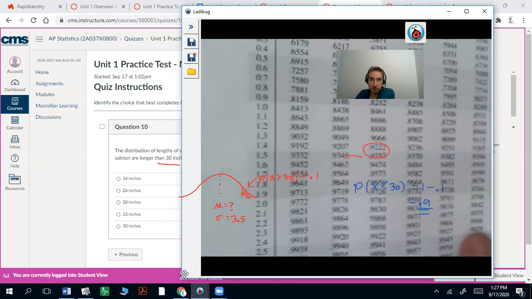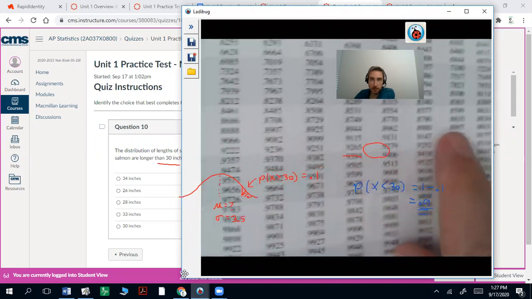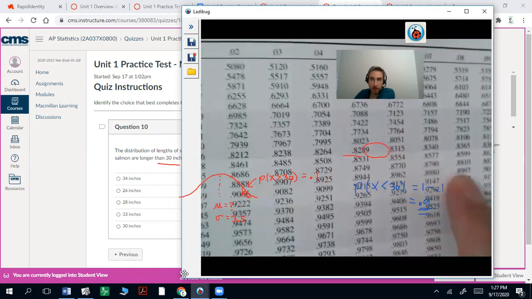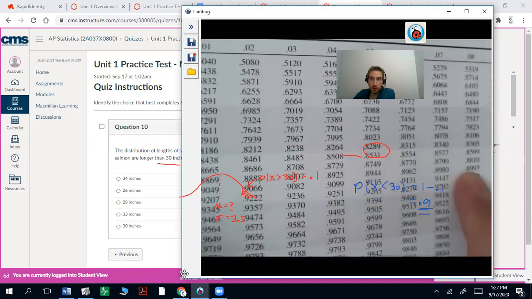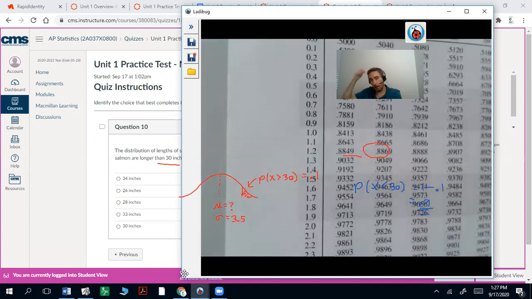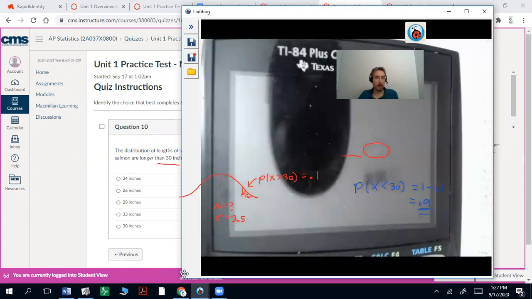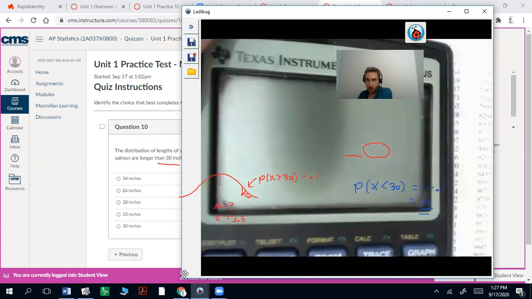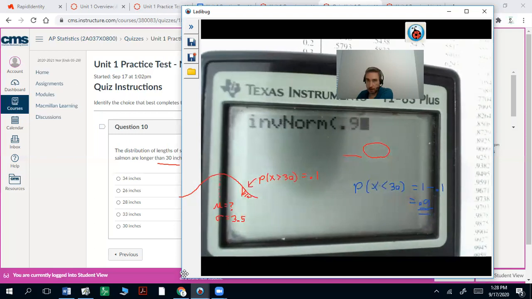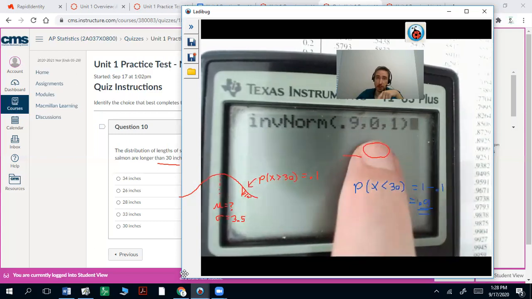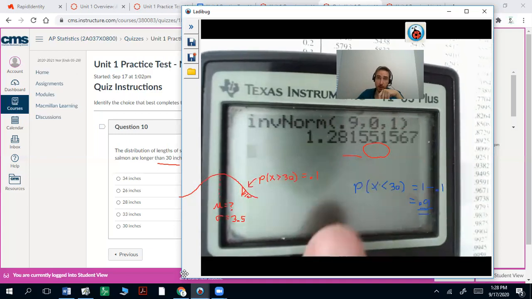I think we've looked at this before. 0.9 is 0.8997. I think it was 1.28. On the calculator, you can get that number. We'll do the 83 for 83ers by doing second var's inverse norm. And to get the z-score, you do 0.9, comma, 0, 1, because you're using a standard distribution, standardized scores. That's going to make the mean 0 and the standard deviation a 1. There's your 1.28.